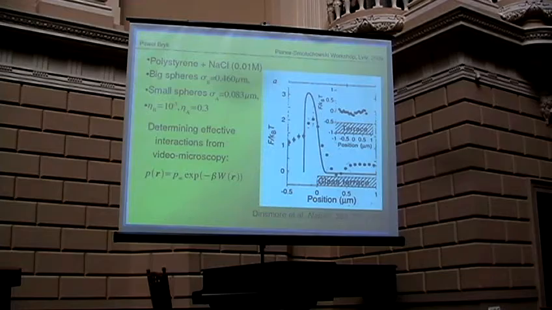In the direction perpendicular to the edge of the terrace, they found a free energy barrier, a penalty associated with the big colloidal particle crossing the edge. The technique is quite simple: they just analyzed the positions of big colloidal particles, and just by measuring the number of times a big particle visits a certain point R, this effective interaction can be extracted.